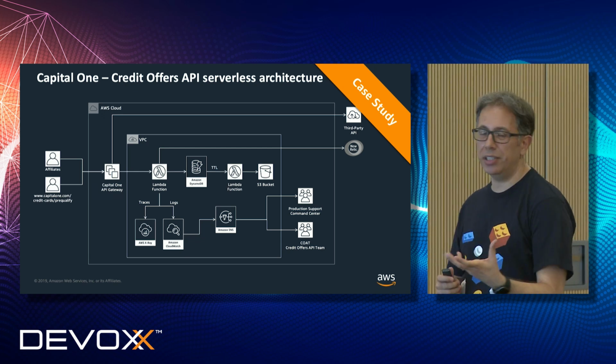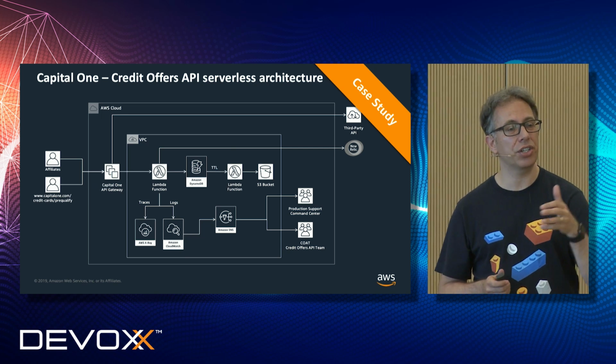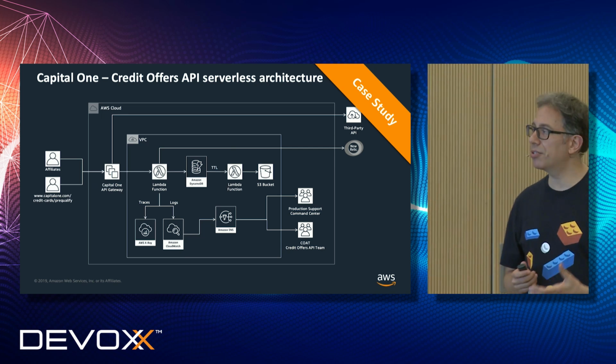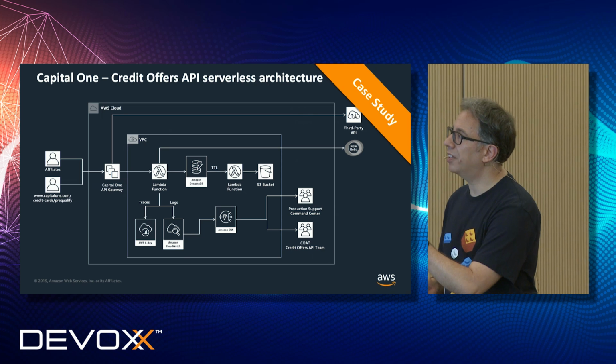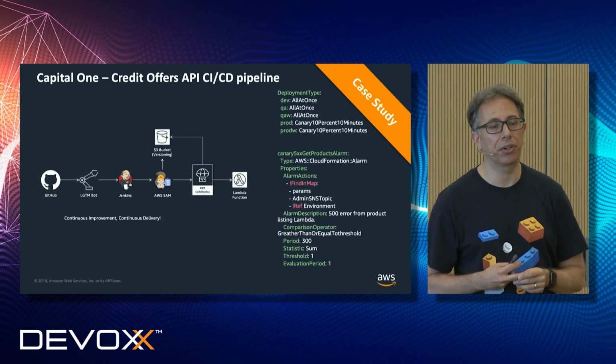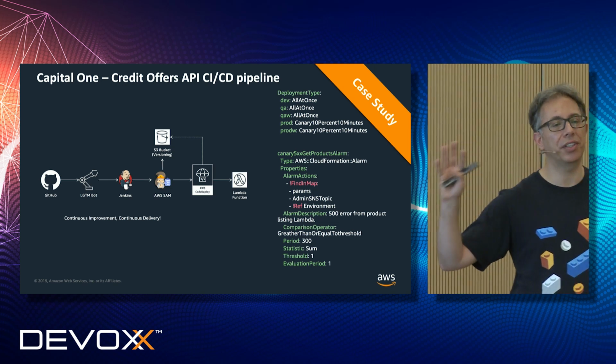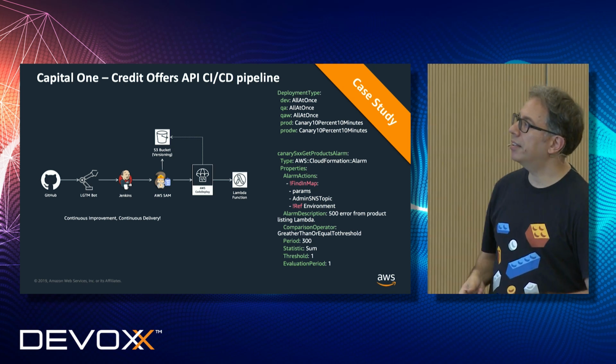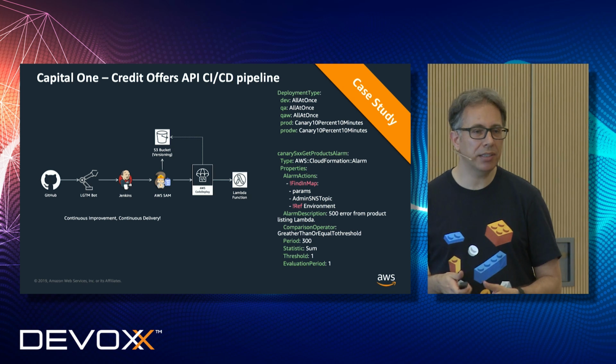So this API is critical for them. They also start the registration process for new credit cards using this API. And they built it serverless, and they use the deployment automation that I was mentioning before. They have 2 deployments on the 2 coasts of the US, and they deploy with a canary deployment.